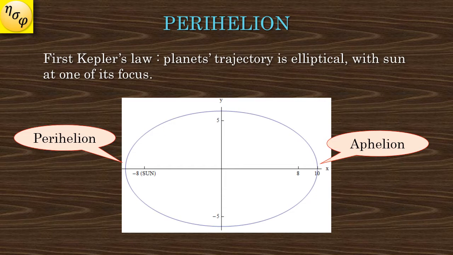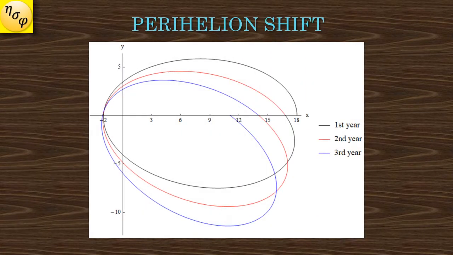Perihelion is a point where the planet is at the nearest distance to the Sun, while aphelion is a point where the planet is at farthest distance from the Sun. Now let us talk about perihelion shift. The trajectory of planet that undergoes perihelion shift is shown in the illustration on the screen.